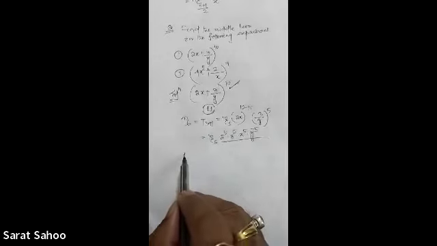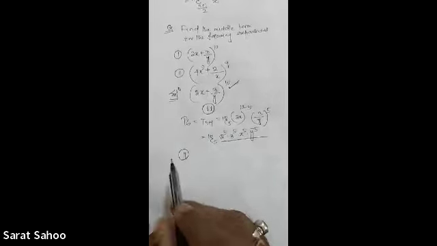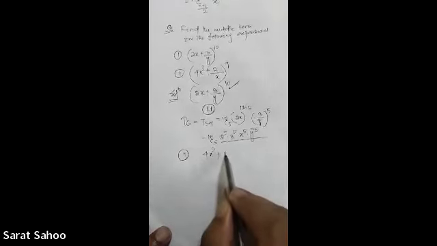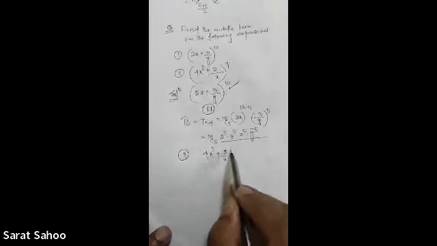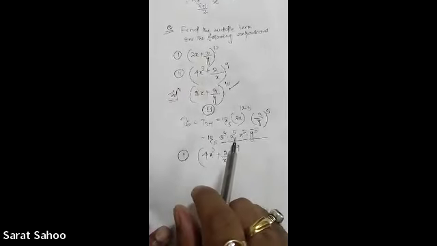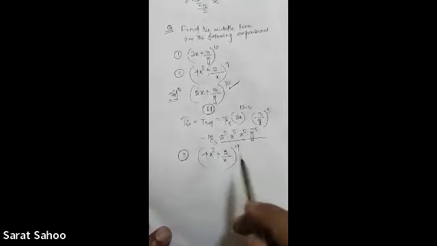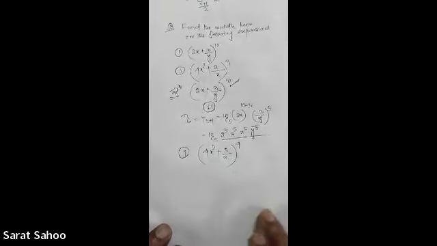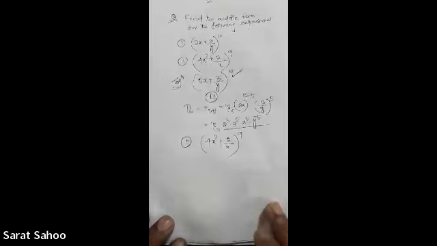Come to second question. 4x square plus 2 upon x raised to the power 9. Here the exponent of the binomial is odd. So number of terms is even and number of terms is 10. The expansion contains two middle terms. The middle terms are fifth term and sixth term.